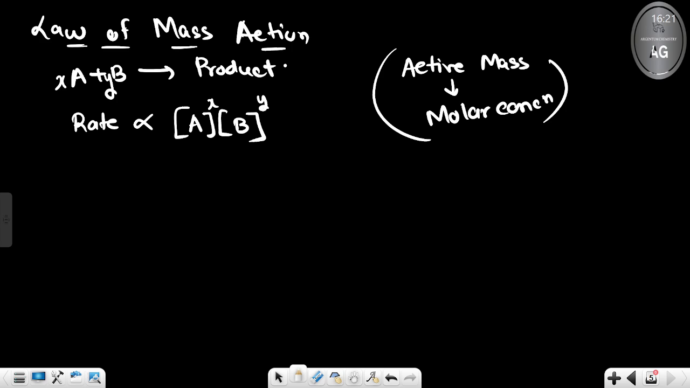Clear? So law of mass action is a theoretical concept. Remember this. It is a theoretical concept. Why? Because by using the equation only I have written this: xA plus yB, rate proportional to A to the power x, B to the power y.